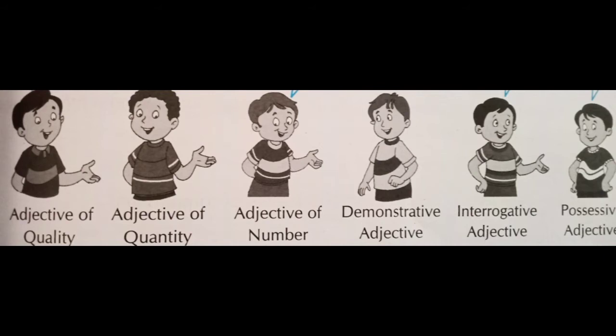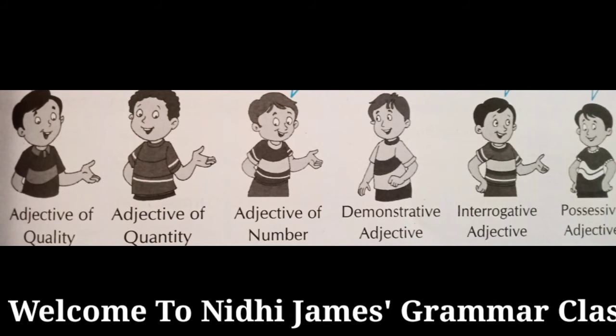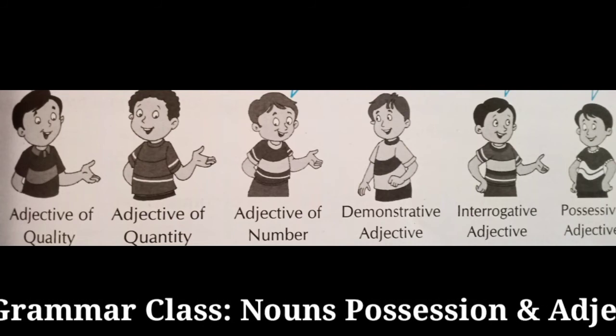Adjectives of quality. An adjective of quality is an adjective that tells us about the kind or nature of a person, thing or animal. Examples: small, big and large. It answers the question what kind of. This is an interesting book. Interesting is the adjective of quality. It tells us about the kind of book.